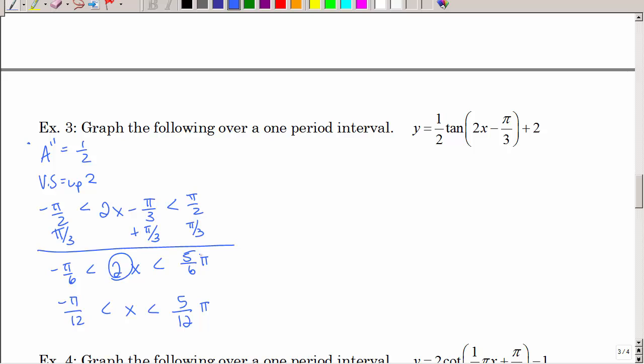And how this helps me is I know this is where an asymptote is, this is where an asymptote is, that's the beginning and end. So I'm going to take my horizontal axis and I'm going to label those. I'm going to have those same 5 tick marks. I need to find the middle.